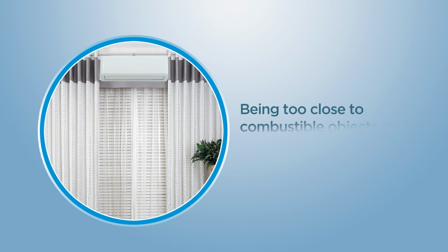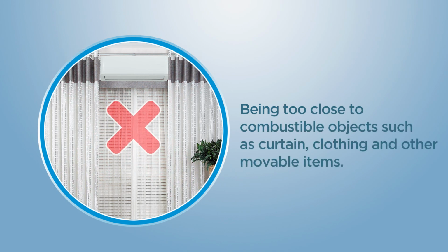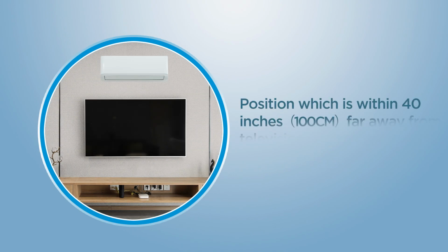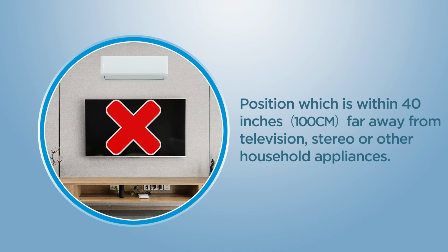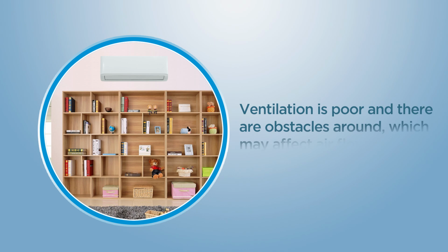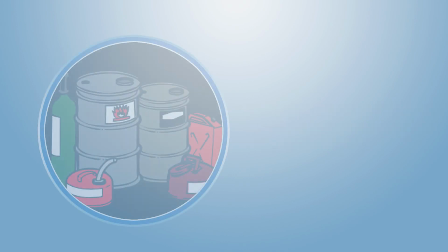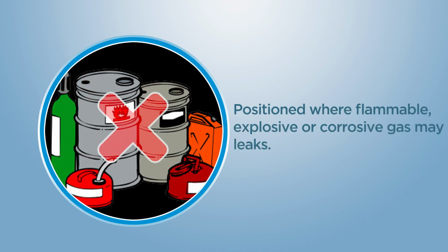Being too close to combustible objects such as curtain, clothing, and other movable items. Position which is within 40 inches (100 centimeters) far away from television, stereo, or other household appliances. Ventilation is poor and there are obstacles around, which may affect airflow. Positioned where flammable, explosive, or corrosive gas may leak.